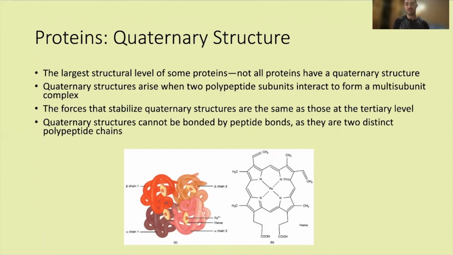So the forces that stabilize quaternary structures are the same as those at the tertiary level. So it's those interactions that we were talking about with the side chains in the last slide. And like I said, quaternary structures cannot be bonded by peptide bonds. They're 2 distinct polypeptide chains. So if there's a peptide bond between the 2 of them, then they would no longer be considered 2 distinct polypeptide chains, and the whole structure would just be considered tertiary because it's the same chain.